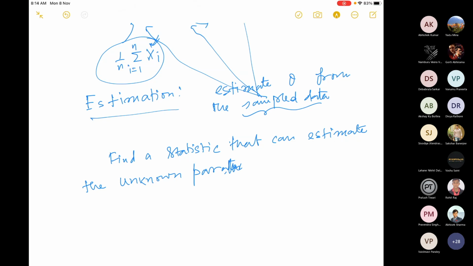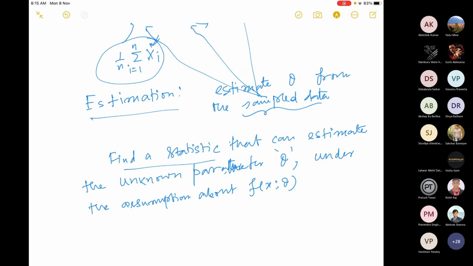But when I'm saying find a statistic, I'm assuming that I know something. So here, under the assumption, or let's say on the assumption about f(x; theta), that means what I'm saying is theta is not known, but I have an idea about f. It could be normal, it could be something else. Let's say it is a standard distribution. I know the formula of this PDF, but I do not know exactly what value of theta this entire data set is produced from. So my goal is to find this value of theta from this random sample.